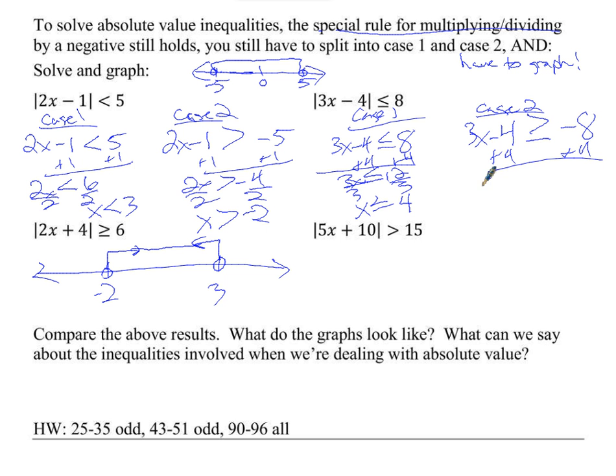Over here, add 4. And I get 3x is greater than or equal to negative 4. Divide both sides by 3. And I get x is greater than or equal to negative 4/3. Can't reduce that. So now we graph.